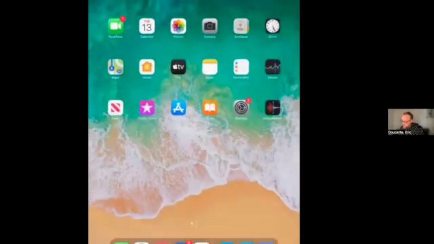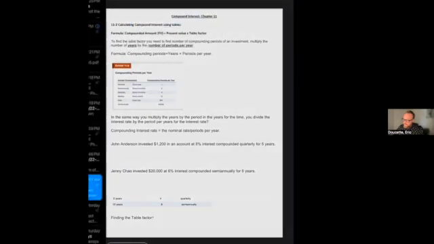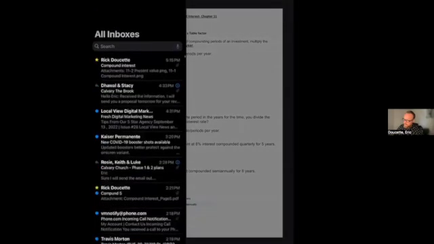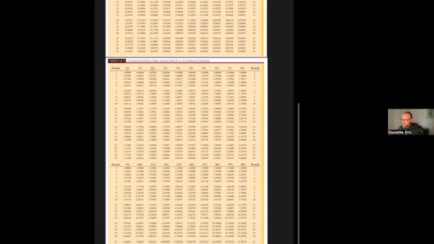I have to go out into my emails here, and I have to open that chart. So give me just a second. It's right here, and that's chart 11.2. Here's chart 11.1. I'm going to go ahead and open it. And this is the compound interest chart.